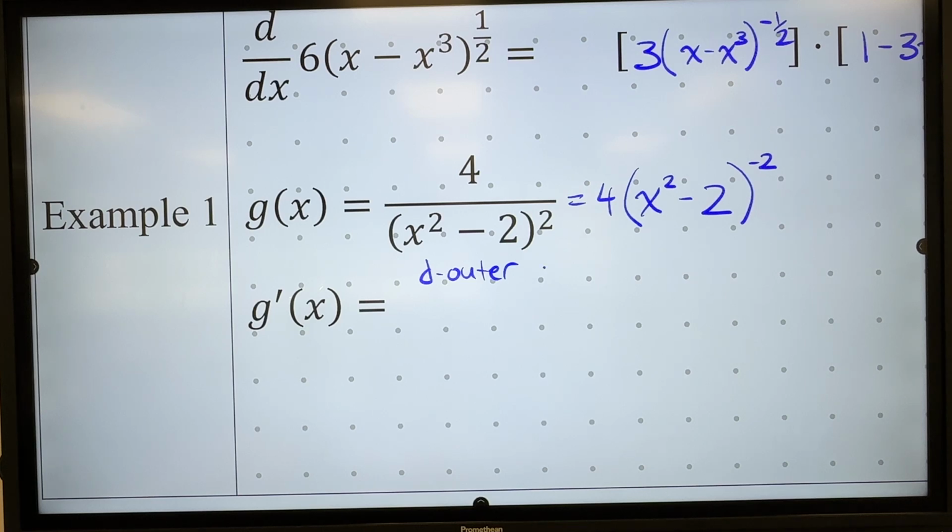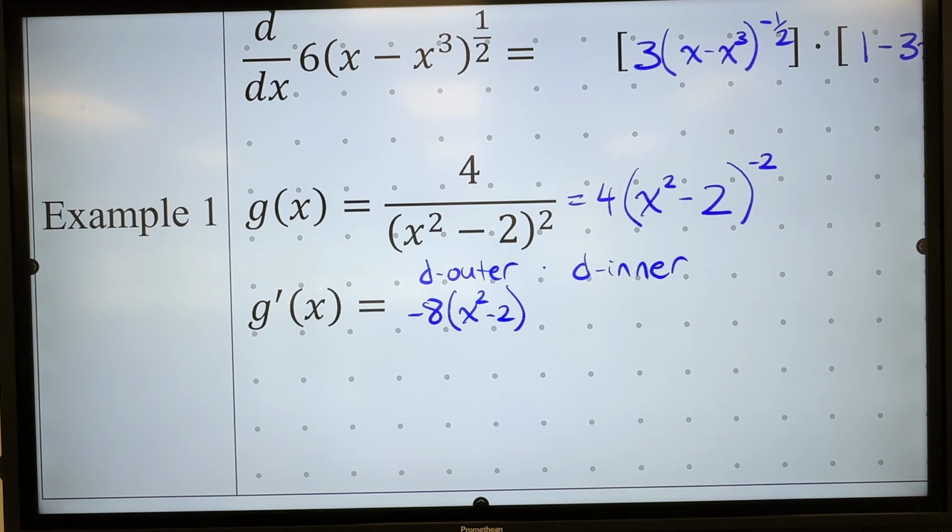Doubter times dinner. Always doubter times dinner. Most people forget to eat dinner, and that's why we're all skinny. We're not getting those mad gains, bro. All right, doubter. And that's going to be negative 8 parentheses x squared minus 2. We did not touch the inner. Do not touch the inner until we get to dinner.